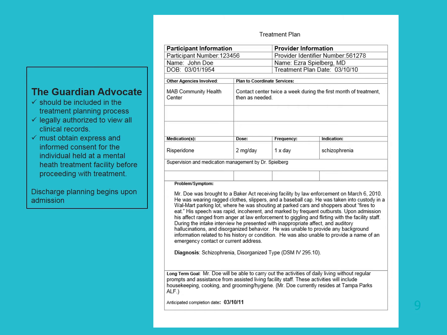If possible, the individual should be allowed to participate in preparing the plan and reviewing it prior to implementation. When a person refuses or is unable to participate in such planning, this fact should be documented in the clinical record. The guardian advocate should be included in the treatment planning process and is legally authorized to view all clinical records. The facility must obtain that express and informed consent from the guardian advocate for the individual held at a mental health treatment facility before proceeding with treatment.